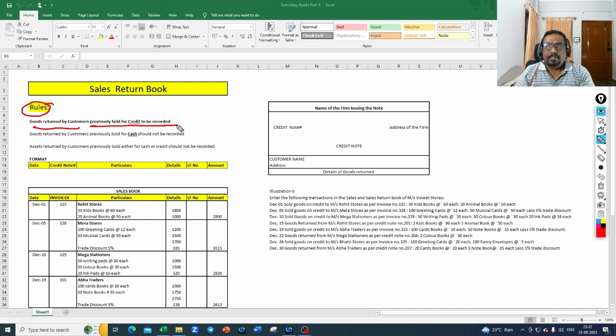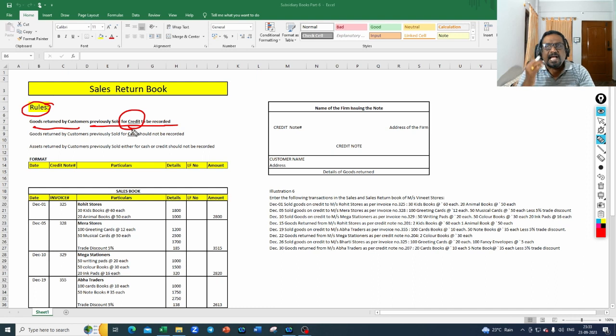Now they returned. But while returning those goods, whether that has to be recorded in sales return book or not is the question mark. When do I record this in sales return book? When the goods are returned to me. When do I record that in sales return book? Only if those goods were sold to them previously for credit. That is what it says: goods returned by customers previously sold for credit. I would have sold these goods to them previously for credit. Then they returned. Then I can record them into the sales return book.